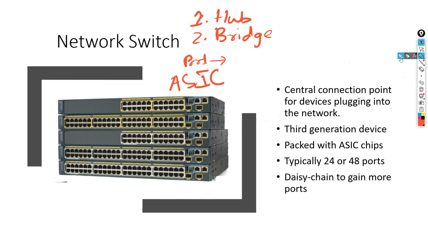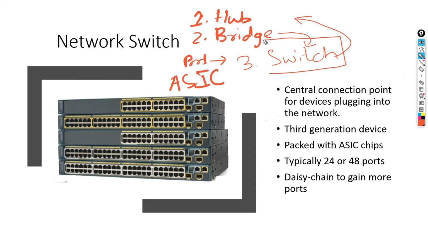And then the difference between a bridge and a switch is that the bridge uses software, but the switch is using hardware. So you can say that the third generation switch is a combination of a hub and a bridge. It is as fast as a hub and it is as intelligent as a bridge. So the switch can move the frames at wire speed, as well as learn the MAC addresses that are coming on to the ports, right?